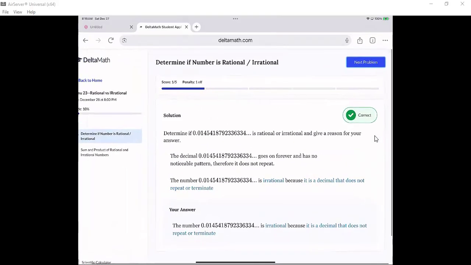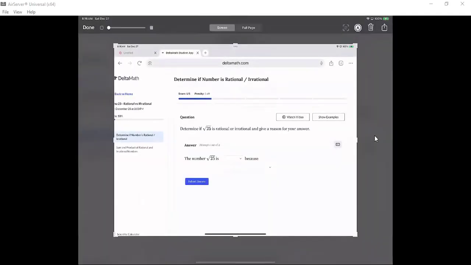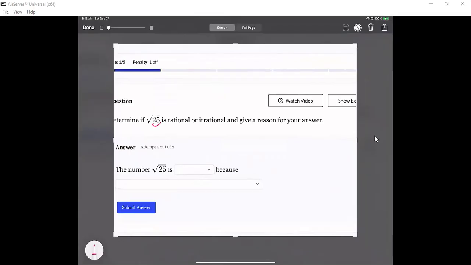Okay, let's do another one here. The reason that I included this one is that whenever you're given a square root, if the number inside that you're taking the square root of is a perfect square, then the square root of that number is going to be rational. Otherwise, it's going to be irrational. So we have to know, is this number a perfect square? If you know your perfect squares, then you know that 25 is a perfect square, which means when we take the square root of it, it's going to be a rational number.